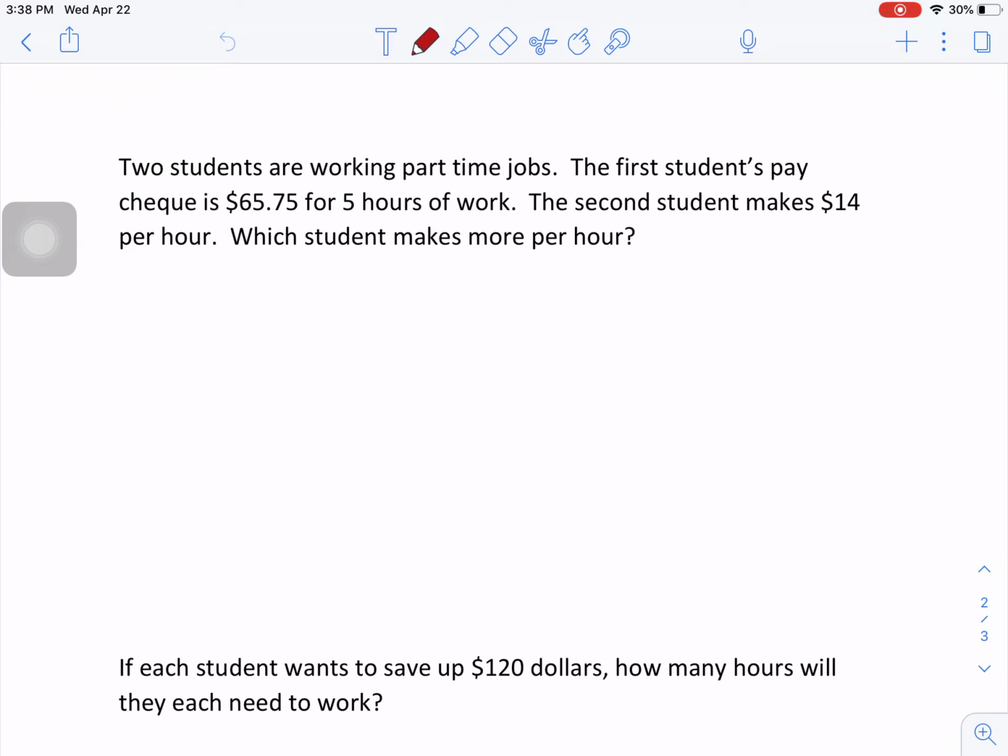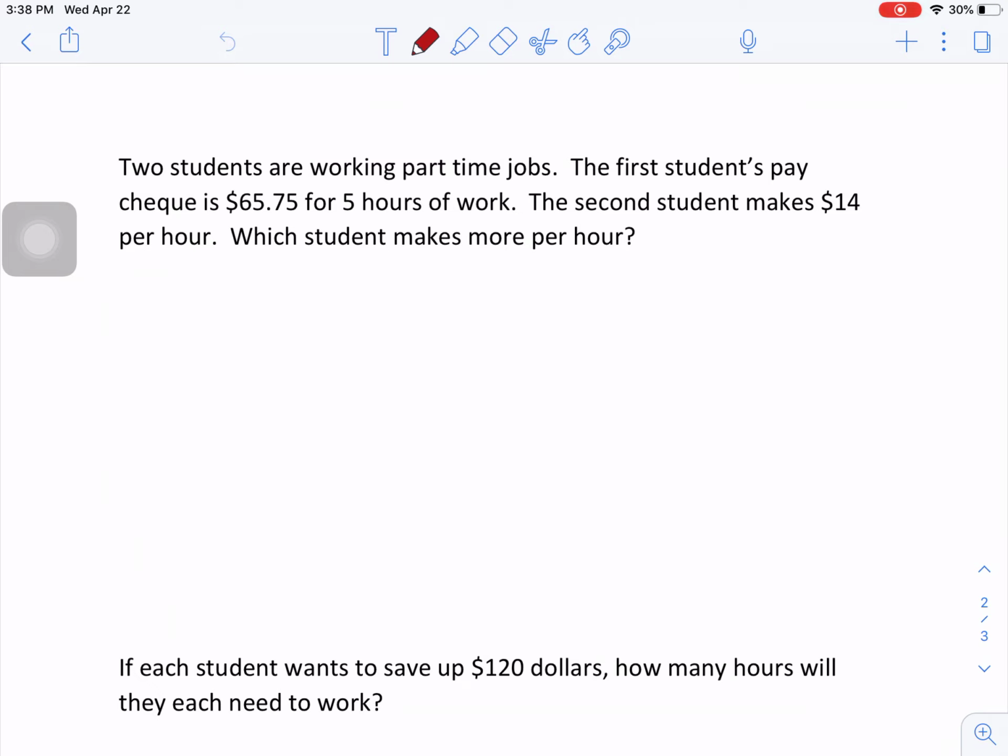In this question, we look at two students who are working part-time jobs. The first student's paycheck is $65.75 for 5 hours of work. And we know that the second student makes $14 per hour. And we want to decide which student makes more per hour. It wouldn't be fair to compare someone working for 5 hours with someone working for 1 hour. So we have to make the number of hours each student works the same.